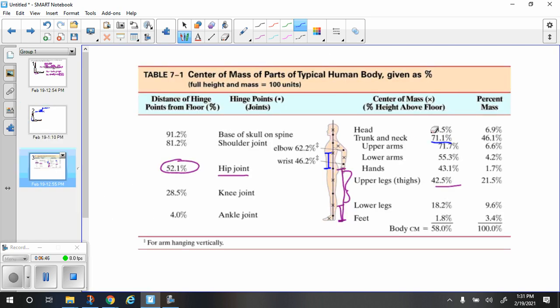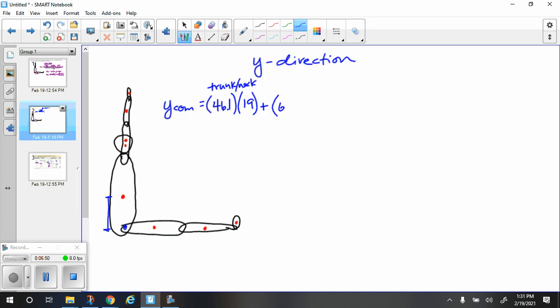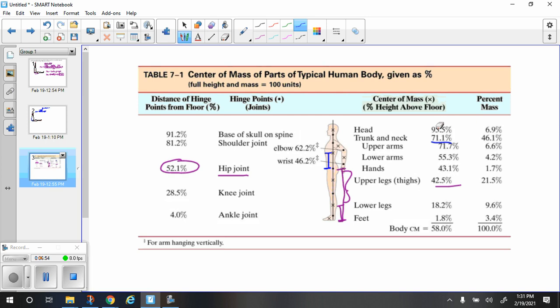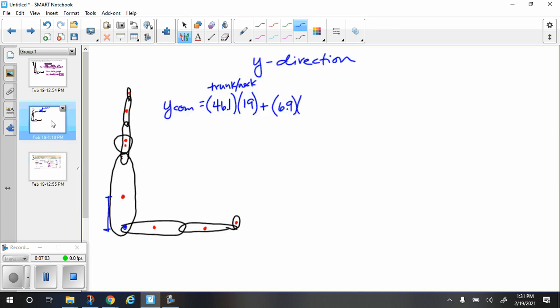So our head's mass is 66.9. And then the location of the head, we will take the 93.5, subtract the 52.1, and that gives us the position of the head. So that's 41.4.